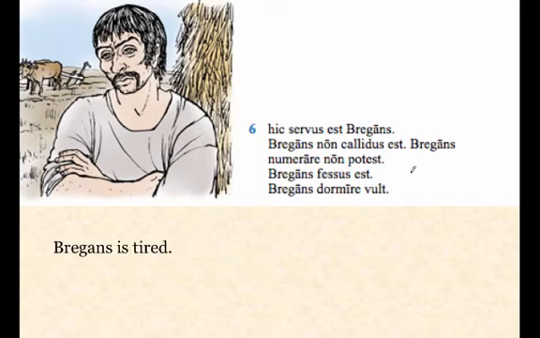Bregans fessus est. Bregans is tired. And now, look what we have here. Here's another one of the irregular verbs we learned last week. Vult is the third person singular present tense of the verb to want. So Bregans wants. What Bregans wants is again expressed through an infinitive. You learned dormit, sleeps. Now you know dormire, to sleep. Put it together. Bregans wants to sleep.